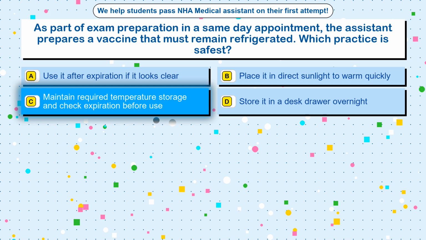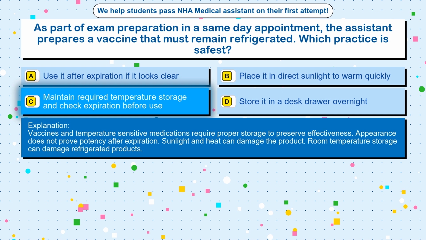The correct answer is option C. Maintain required temperature storage and check expiration before use. Vaccines and temperature-sensitive medications require proper storage to preserve effectiveness. Appearance does not prove potency after expiration. Sunlight and heat can damage the product. Room temperature storage can damage refrigerated products.